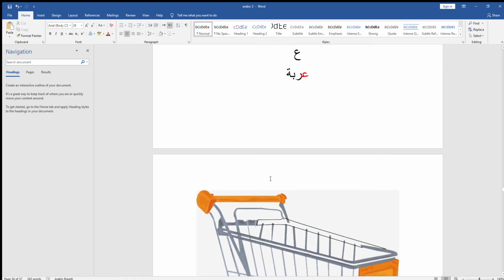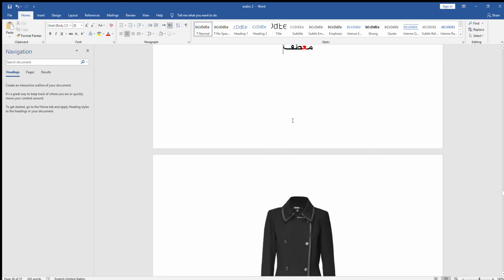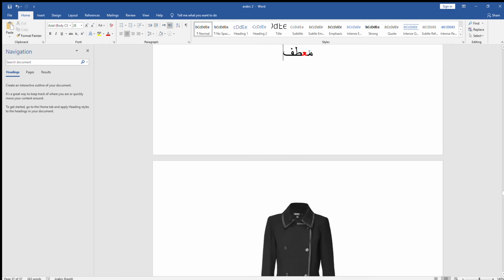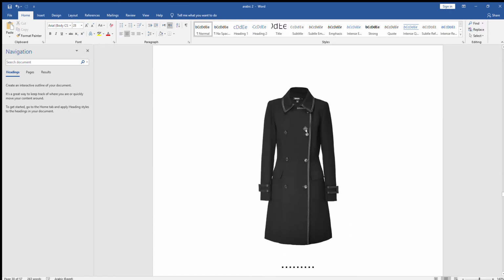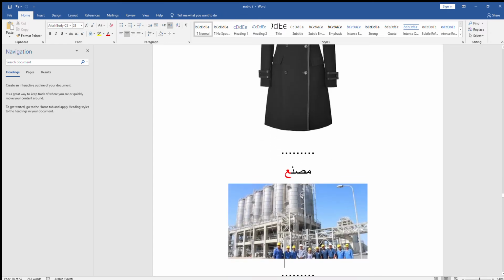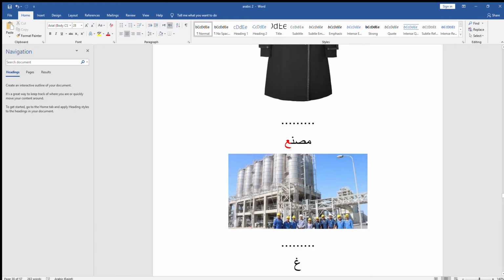عين at the beginning of word like عربة. This is عربة. معطف, عين between two letters in this shape. This is معطف. عين at the end of word like مصنع. This is مصنع. Factory.